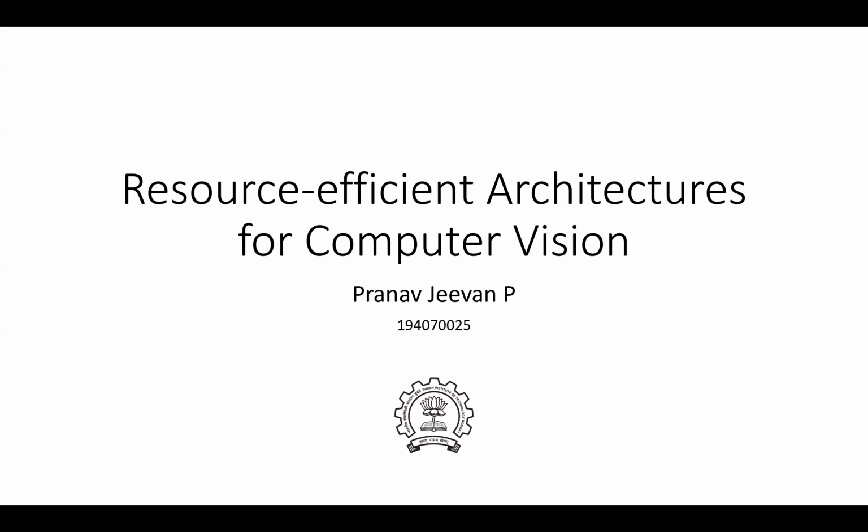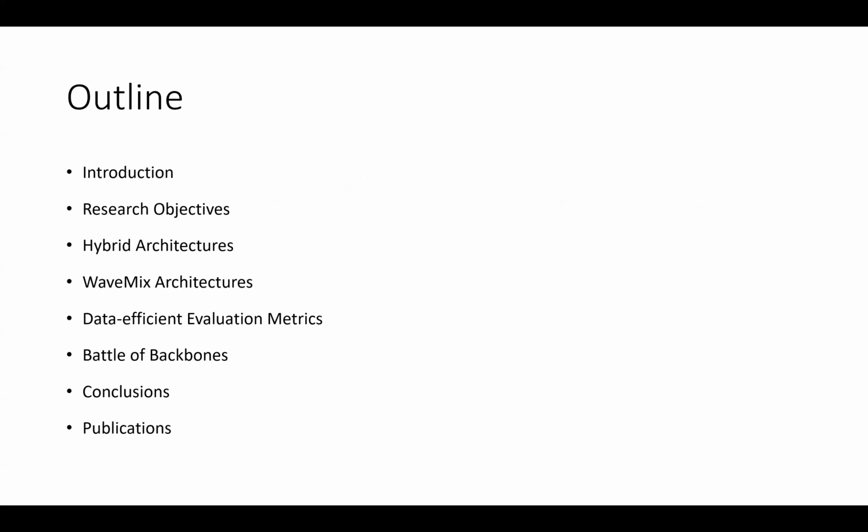The title of my PhD thesis is Resource Efficient Architectures for Computer Vision. So this is the outline of my presentation. To start with: introduction, the research objectives, and the four thesis chapters, which are hybrid architectures, WaveMix architectures, data efficient evaluation metrics, battle of backbones, and the conclusions.